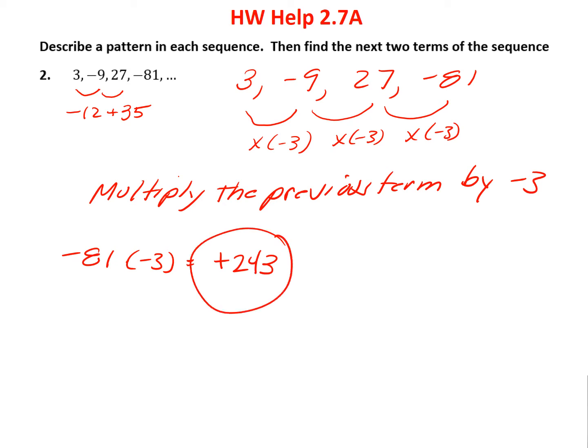And then 243 times negative 3 is going to equal, let's take a look at that. 243 times 3 is going to be 729. This time I have a positive times a negative, so that'll be negative 729. And those are the next two terms.